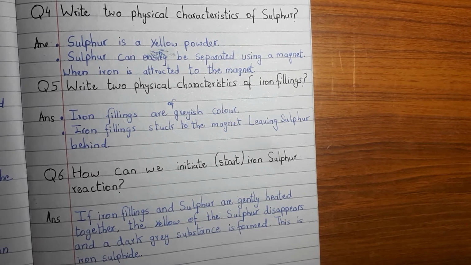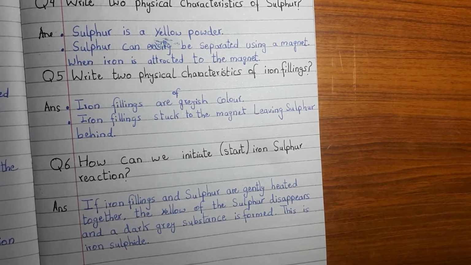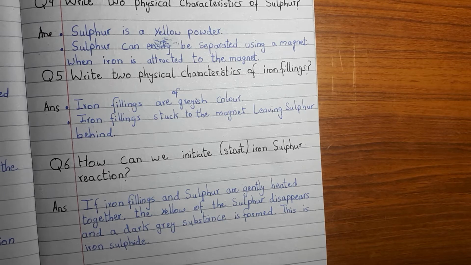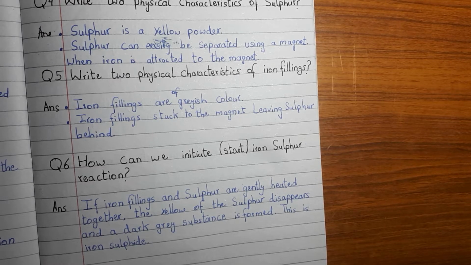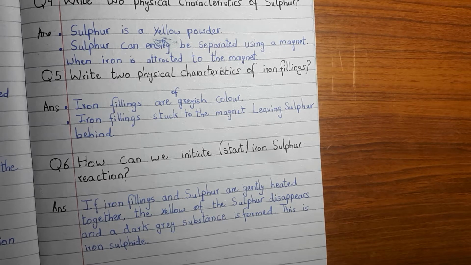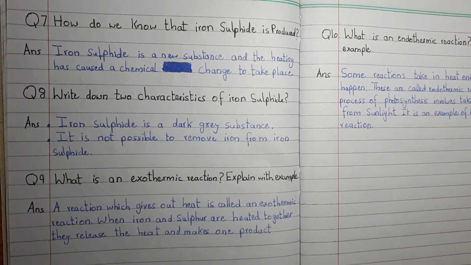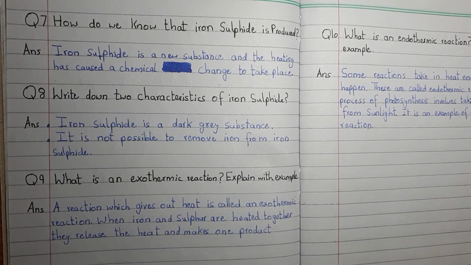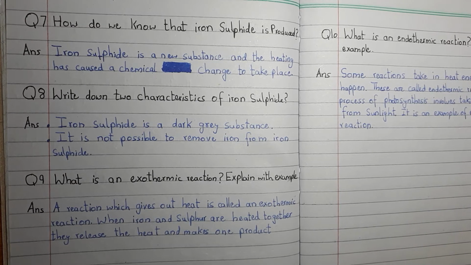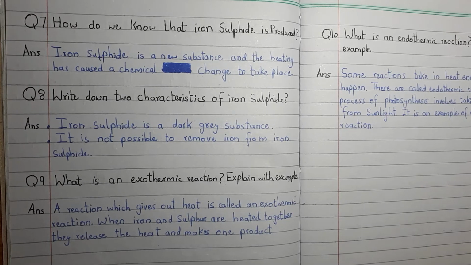Question number 6, how can we start the iron sulfur reaction? If iron filings and sulfur are gently heated together, the yellow of the sulfur disappears and a dark gray substance is formed. This is iron sulfide. Question number 7, how do we know that iron sulfide is produced? Iron sulfide is a new substance and the heating has caused a chemical change to take place.